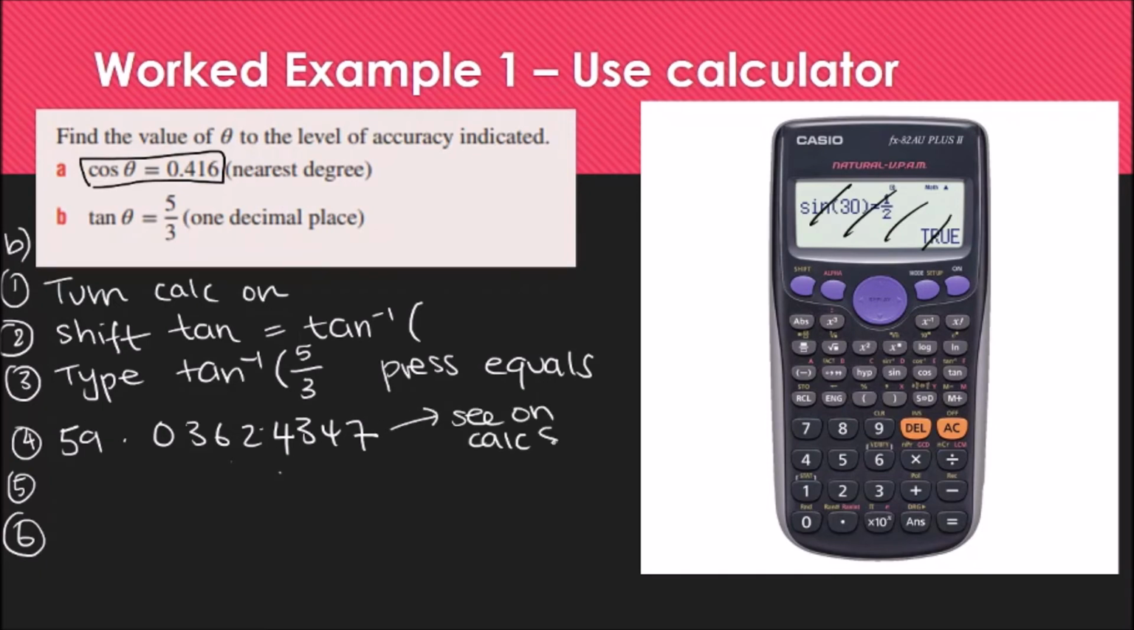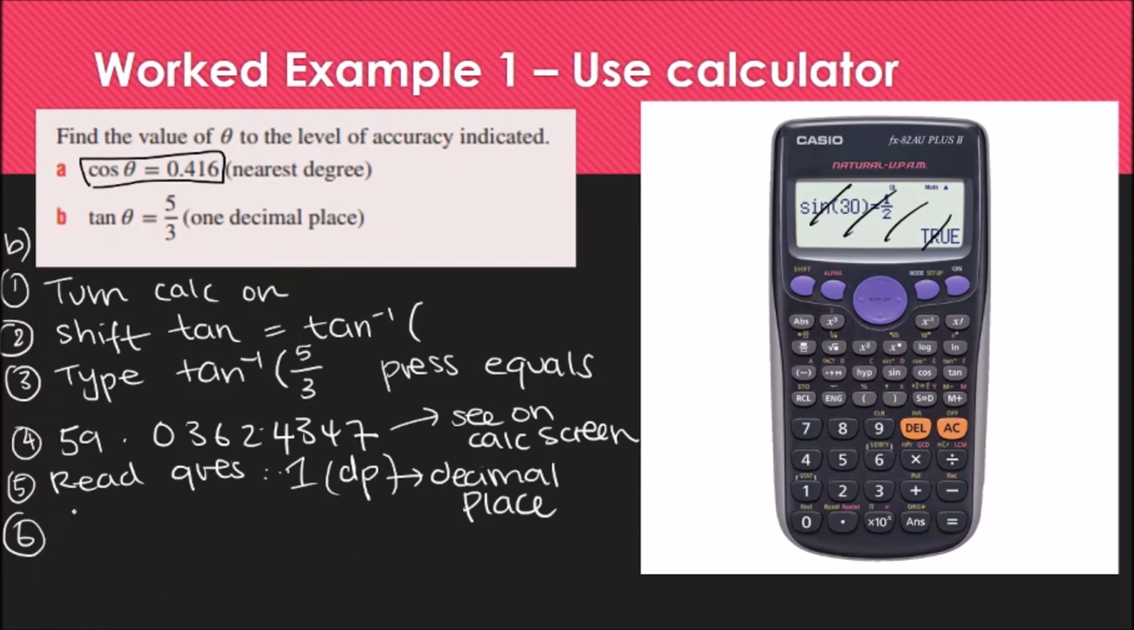Okay, now it says here you need to round it to 1 decimal place. So you read the question and it says to 1 decimal place. I'm just going to put DP for decimal place, but I'll write it for those of you who don't know what I mean. So then you've read the question, it says 1 decimal place. Question 4 has your answer from the calculator. So what is 1 decimal place? Okay, it's literally one number after the decimal point.